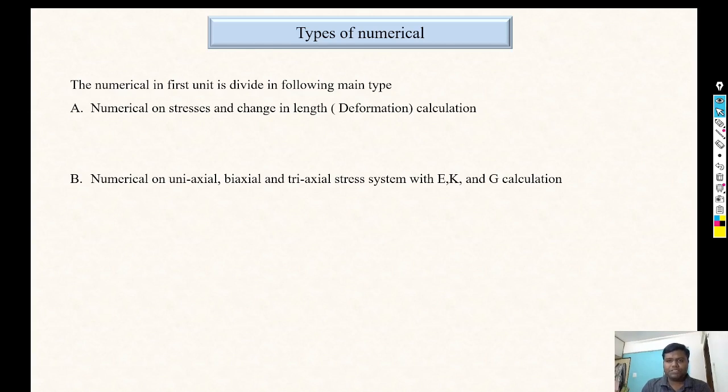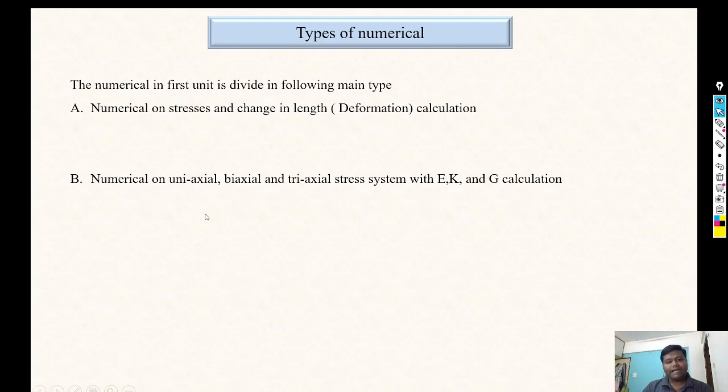So this video is mainly related to the numerical of simple stress and strain. In simple stress and strain, I have considered two types of numericals. The first part is the numerical on stresses and change in length, or the deformation calculation. So in the first part we will consider only the stresses and the change in length calculation.